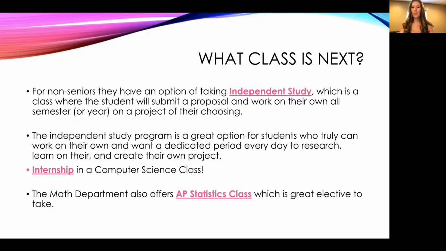In terms of what class is next, those students who are current juniors, some of them will choose to take independent study next year, which is where they are fully 100% independent. Other students will choose to go into the internship program. They'll sign up for the internship, which is dual credit with Harvard, and they will intern for a CS class.